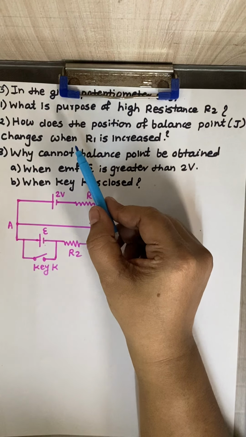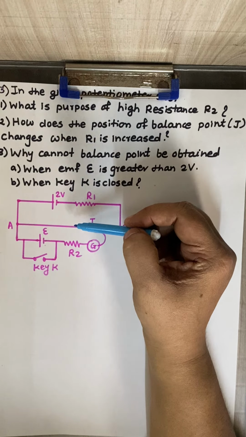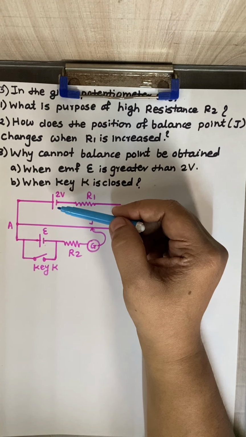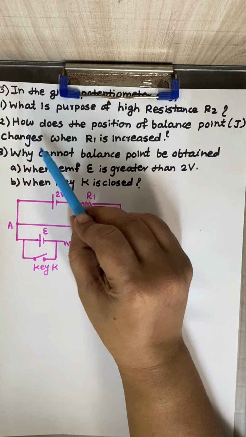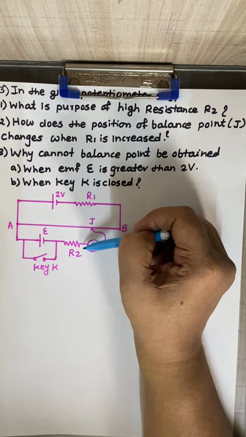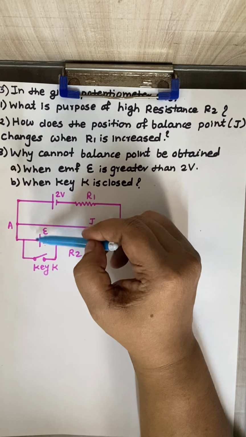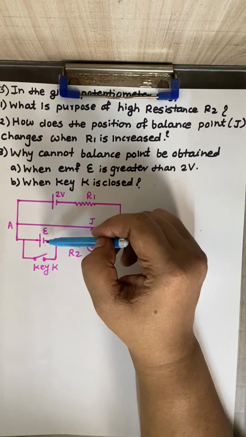Third reasoning type question. Given that circuit diagram consisting of the potentiometer to determine the EMF E of a cell having negligible internal resistance r, they have asked: what is the purpose of the high resistance R2, which is connected in series with the galvanometer, in the circuit where another primary cell is there?